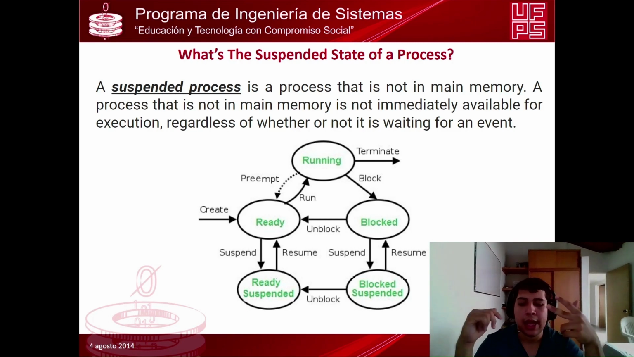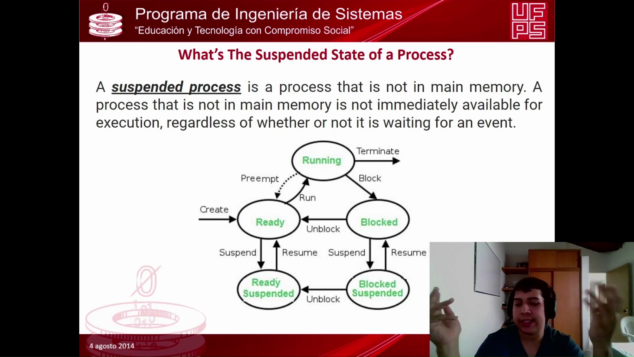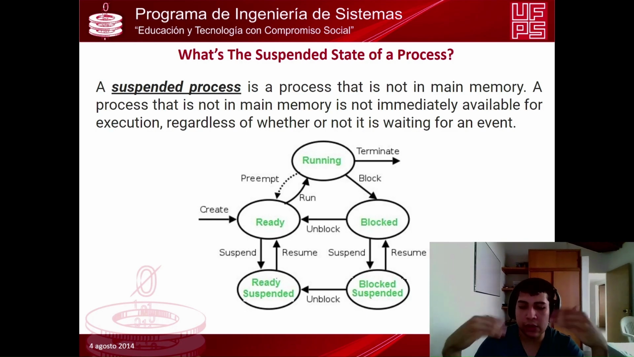The third one is the process was placed in a suspended state by an agent, either the process itself, the parent process, or the operating system, in order to prevent its execution. The last one is the process cannot be recovered from this state until the agent explicitly indicates so.